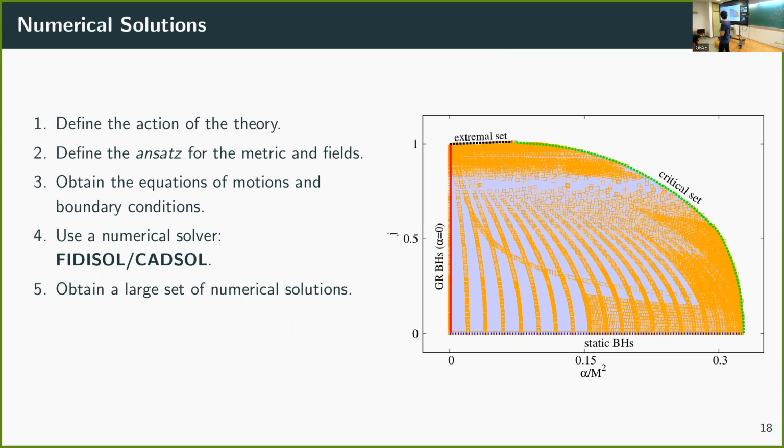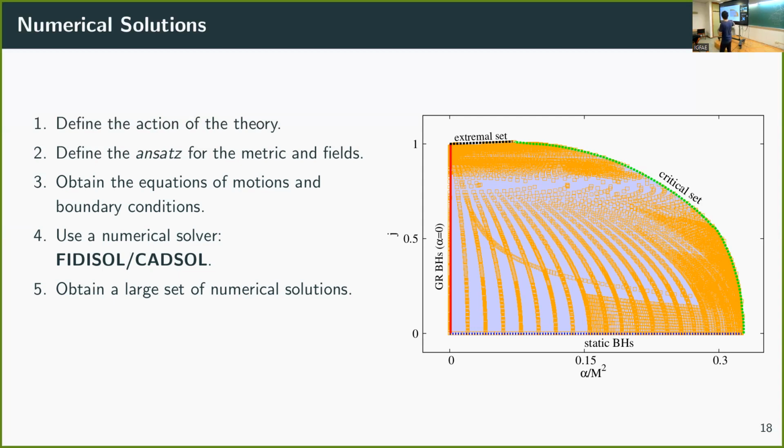Why is there a difference between GR black holes and static black holes? Here it's in a model that is beyond GR, and there is this alpha parameter, which is a coupling constant. If it is 0, you get the GR black holes, and the static ones are just the ones that are not rotating. But I will explain a bit more later on.